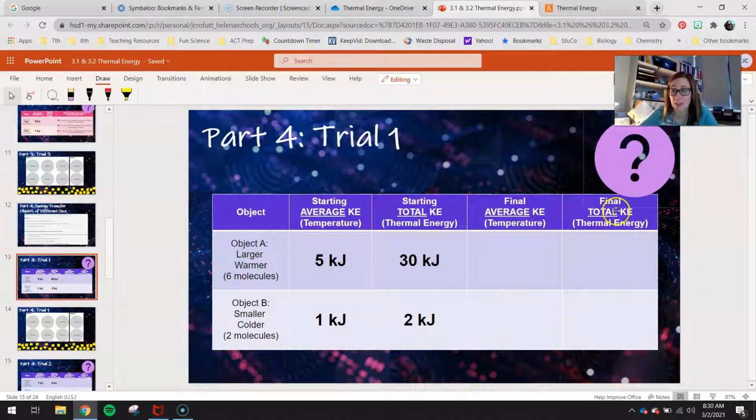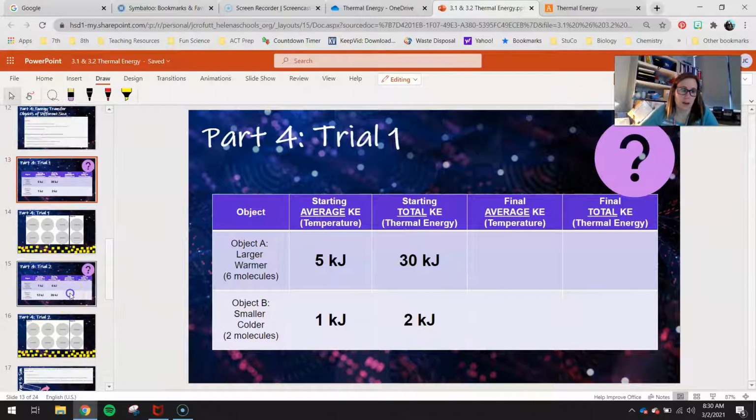And then you guys will count up, all right, in object A, there were 6 molecules. How many little yellow cubes are in each of those 6? So count them up, get the total here. And same with B, there's 2 molecules. If one has 4 and the other one has 4, how many are left here?